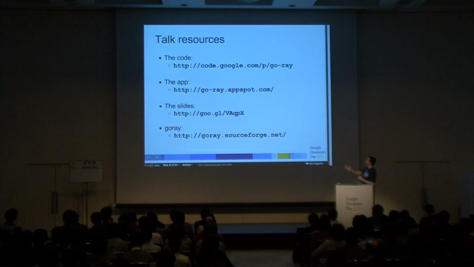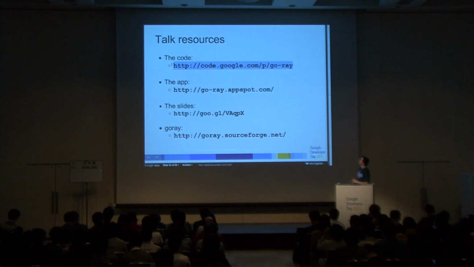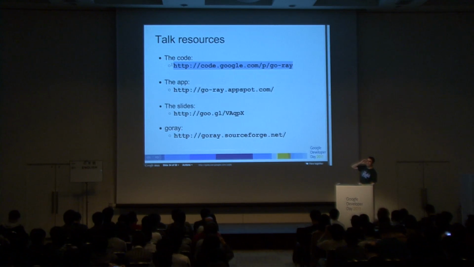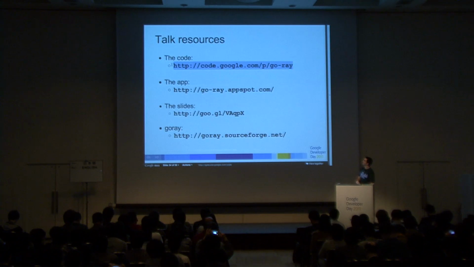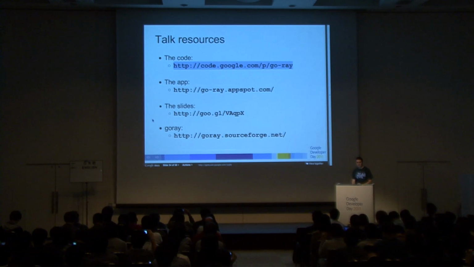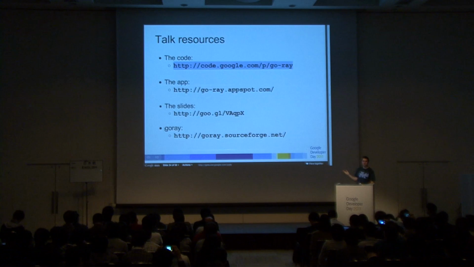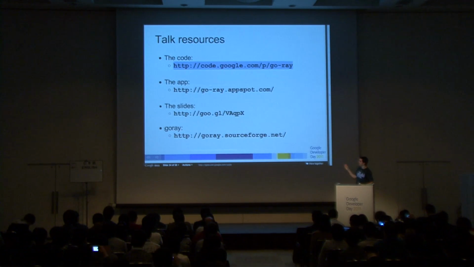So that's the talk. You can see the full source code of this app at this address, the Google Code Project Go-Ray. You might want to take a photo of this slide if you like. The app itself is available at goray.appspot.com, so you can play with that if you like. The slides for this presentation are available at this URL, so if you want to walk through it afterwards. And also the GoRay package itself, which is, again, not my code, but another author has written this open source pure Go ray tracing package, and that's available there.